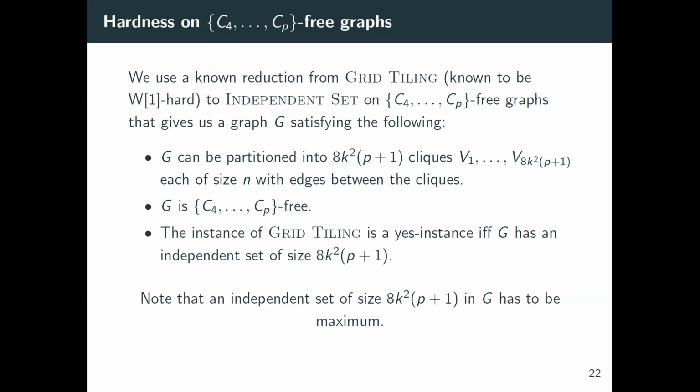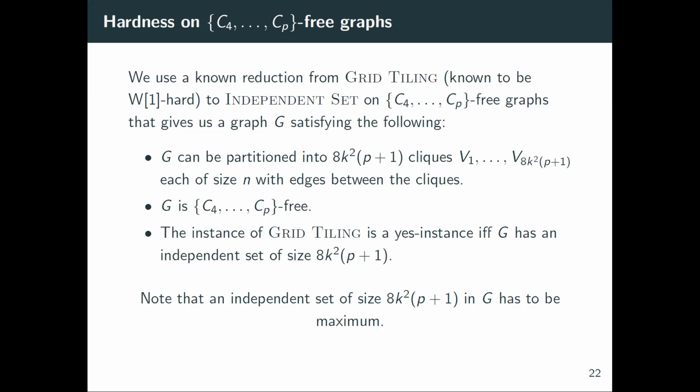Of course, the more important property as well here is that this graph is going to be C4 up to CP-free. It will not have any of those cycles as an induced subgraph. And it's an equivalent instance to the grid tiling instance. And that basically gives you a W[1]-hardness of independent set on this class of graphs.